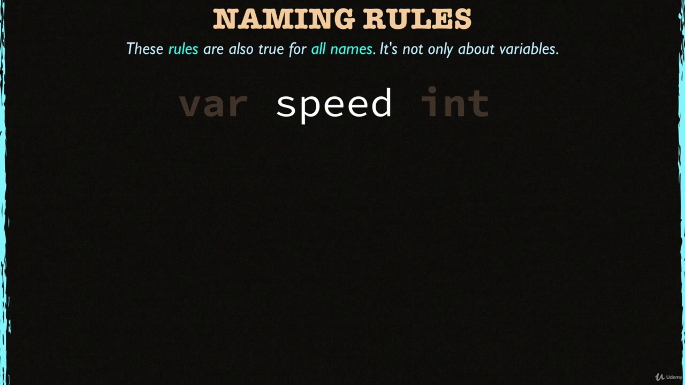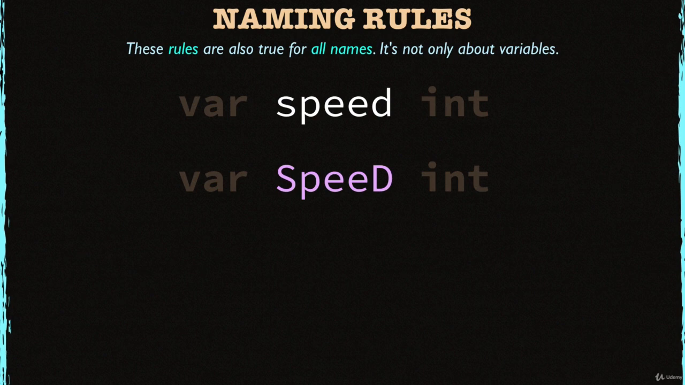Okay, let's take a look at a few more examples. A name can contain uppercase letters. In this example, this speed name is exported since its first letter is an uppercase letter. It also ends with an uppercase letter. However, I've used it here as an example. Normally, we don't name variables like this.